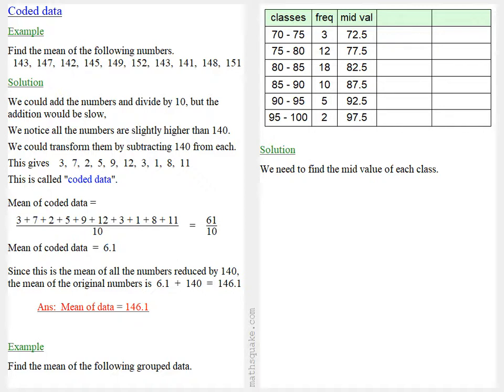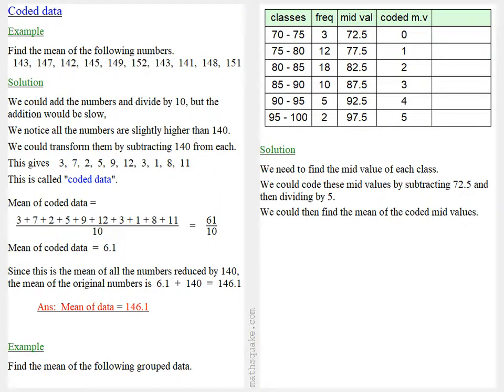But the calculations would be quite long even on a calculator because we'd have a lot of large numbers to type in. Instead, we can code the mid values. And we could do this by subtracting 72.5 and then dividing by 5. This will give us coded mid values of 0, 77.5 minus 72.5 is 5, divide that by 5 and we get 1, 82.5 minus 72.5 is 10, divide that by 5 and we get 2, and 3 and 4 and 5.